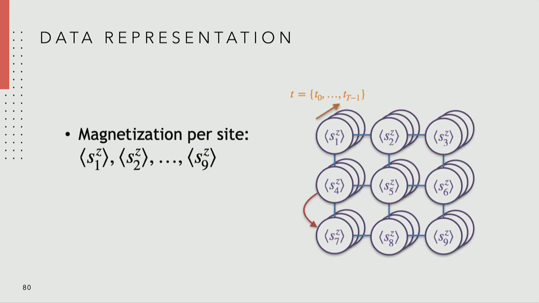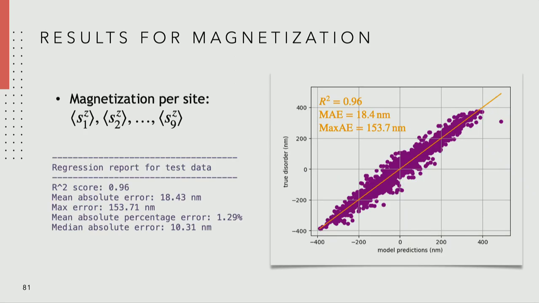And let's now play with two types of data that we can input. We started with just the magnetization per spin across time. And this gave us pretty nice results so far. So this is the prediction on the RIJs. Those are truly physical units, which I'm amazed at. And it was pretty nice, but with a mean absolute error of about 20 nanometers.